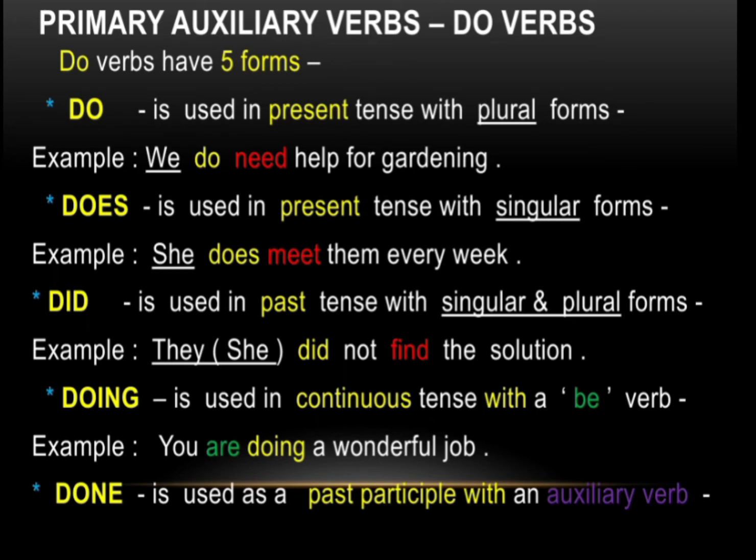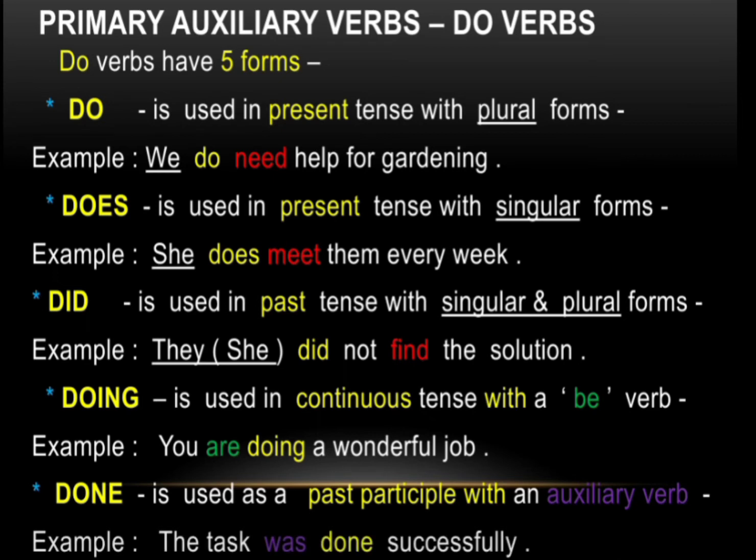Done is used as a past participle with an auxiliary verb. Example, the task was done successfully. Here, done is the main verb used in the past participle and was is the auxiliary verb.